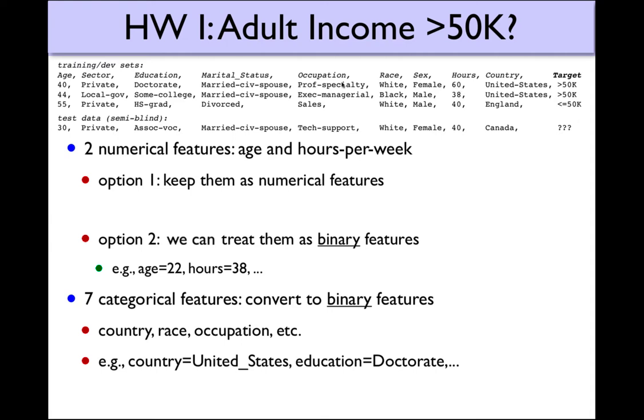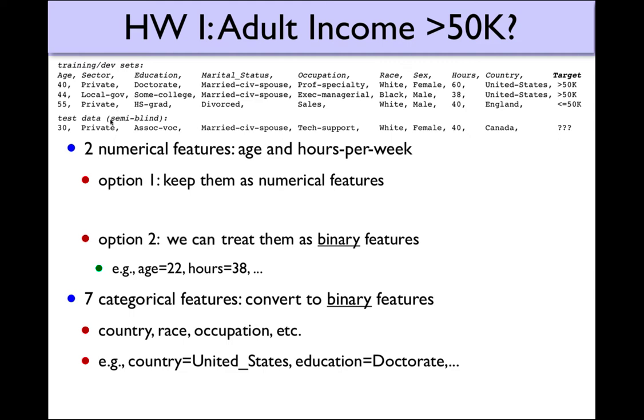Now this is the training data and the dev set. The test data looks like this. It's exactly the same except that the last field is missing, because that's the field that you need to predict using your model, right? Trained on the training set.